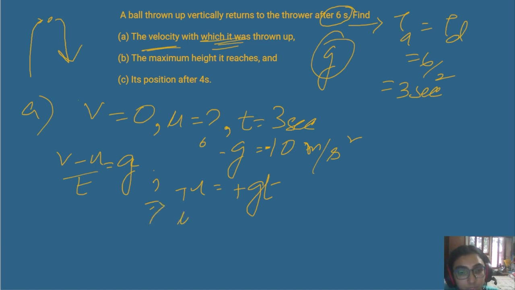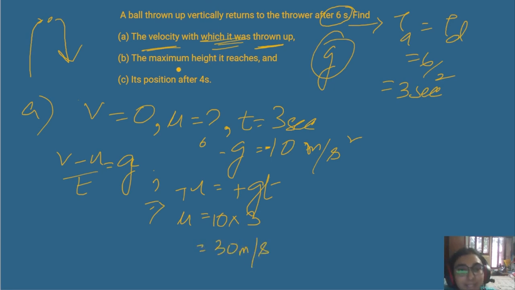So u equals 10 into 3 seconds, because we are just calculating the throwing up velocity, the velocity with which it was thrown up. So we are considering only the ascent here. So it is 30 meter per second.